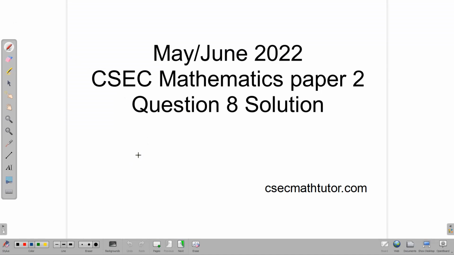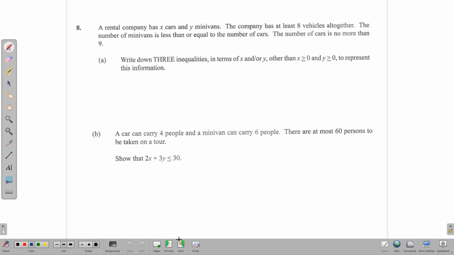CSEC Mathematics Paper 2. It is a linear programming question, and we have a situation here where a rental company has X cars and Y minivans, and the company has at least 8 vehicles altogether. The number of minivans is less than or equal to the number of cars, and the number of cars is no more than 9. We are to write down 3 inequalities from this. And the 3 inequalities that we can write stem from these 3 situations here.